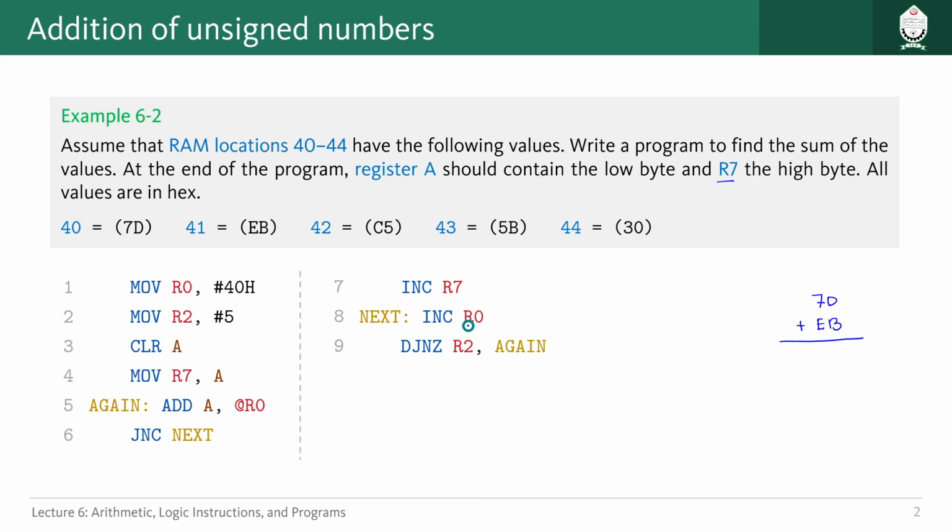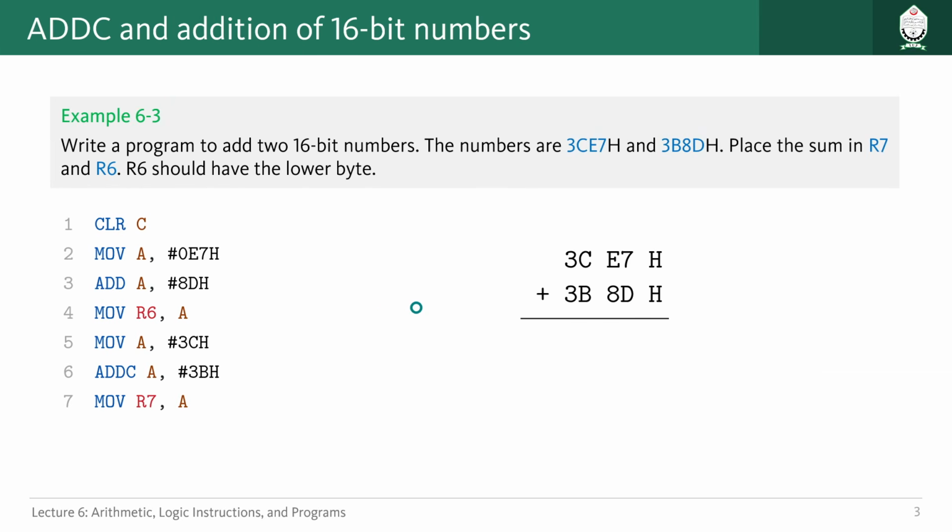In this way, we are going to go again, because we are comparing with R2. R2 is containing this counter 5, so it will decrement by 1 each time, but this loop will run for 5 times, and each time if there is any carry that will be taken care of by this R7 increment. Okay, then let us look at addition of 16-bit numbers.